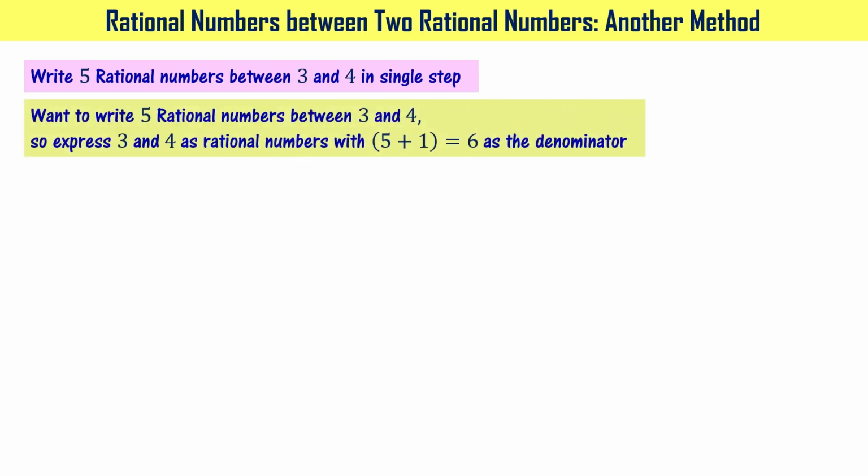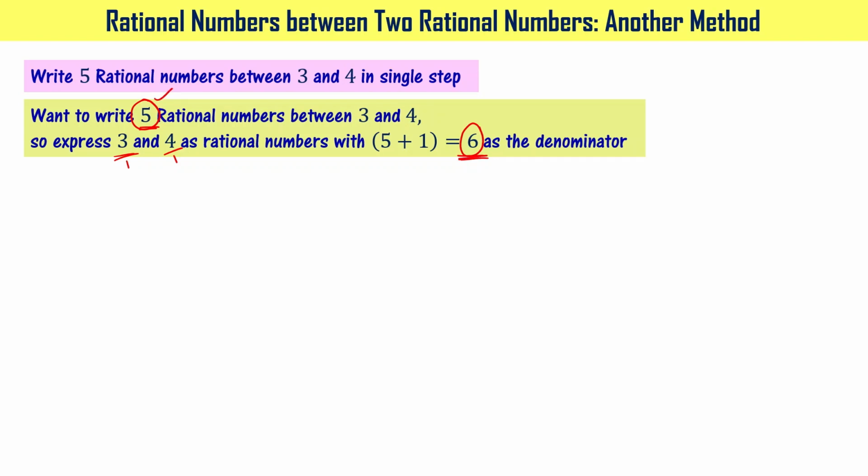We want to write 5 rational numbers, right? That's why we want to express number 3 and number 4, which can be written as 3 by 1 and 4 by 1, as rational numbers with 6 as the denominator. Since we want to write 5 rational numbers in between, we express 3 and 4 as rational numbers with 6 as the denominator. It is 5, that's why it is 6.